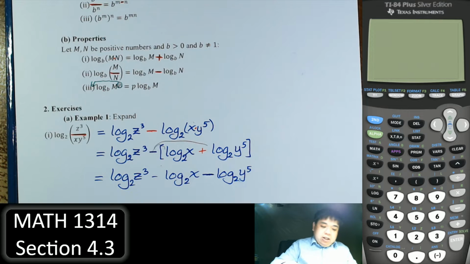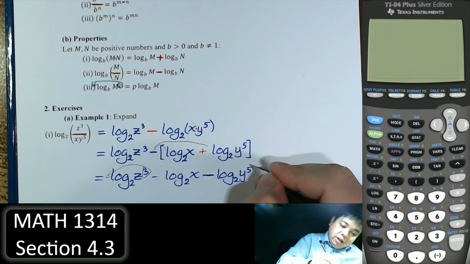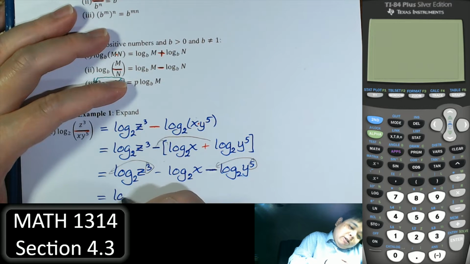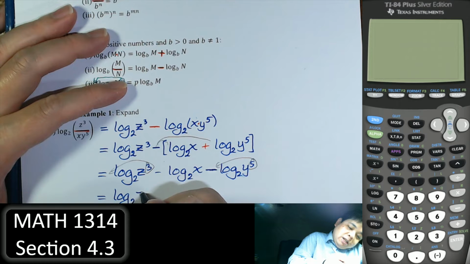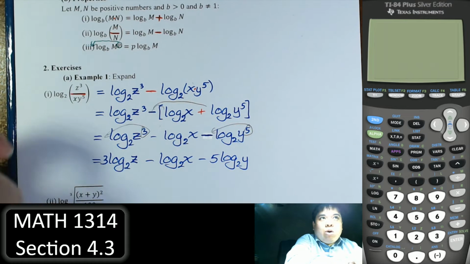And the last property is we can take out the power, the exponent, outside as a coefficient. So I have log base 2 of z, there's a 3 moving outside, minus log base 2 of x, minus 5 log base 2 of y. Right, so that's what we have.